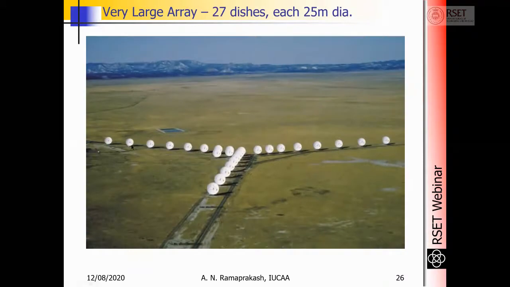So this is what is called a Very Large Array, about 27 dishes, each of 25 meters in diameter, and they are separated over an area which is several kilometers across. And then there are rails on which these dishes can move around.